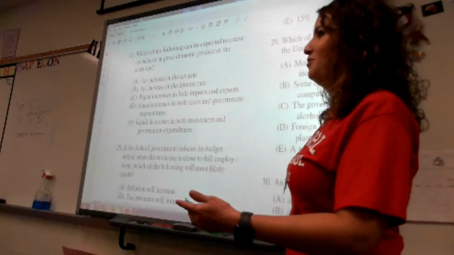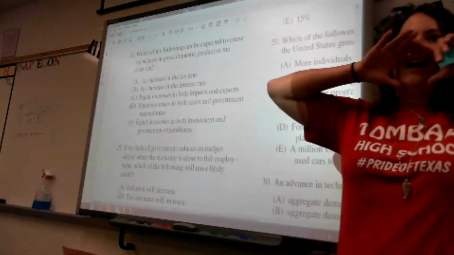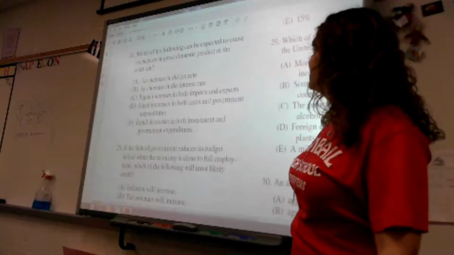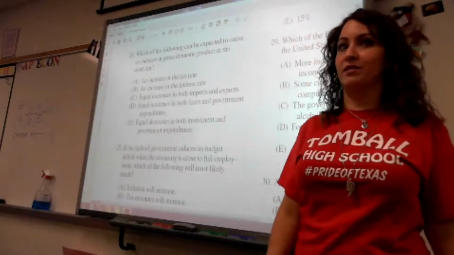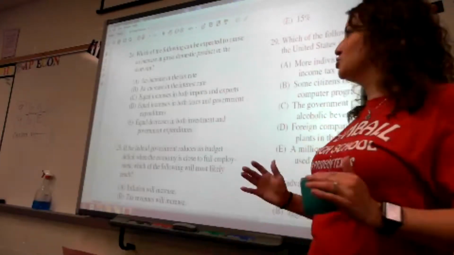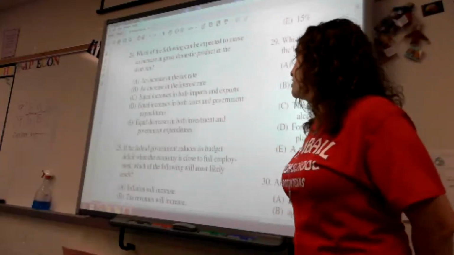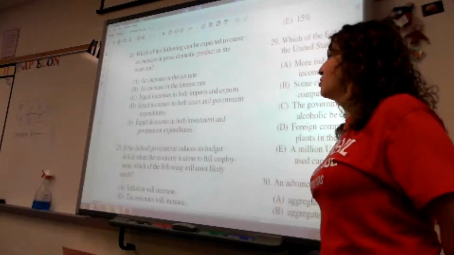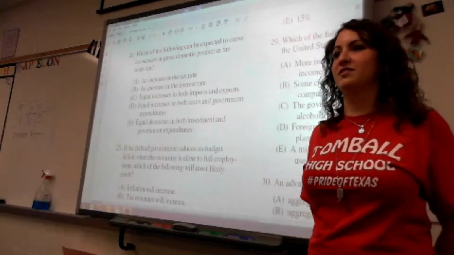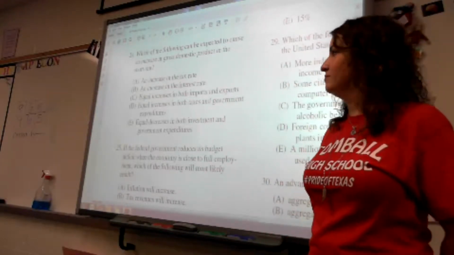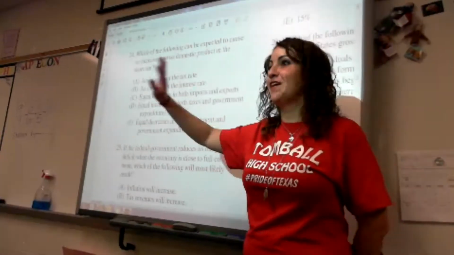So now we're doing question number 24. An increase in the following can be expected to cause an increase in GDP in the short run. So an increase in what raises GDP? An increase in the tax rate, an increase in the interest rate, equal increases in both imports and exports, equal increases in both taxes and government expenditures, equal decreases in both investment and government expenditures. It's the short run. Don't be thinking about anything that might affect the long run.